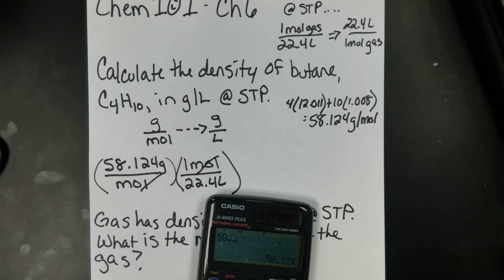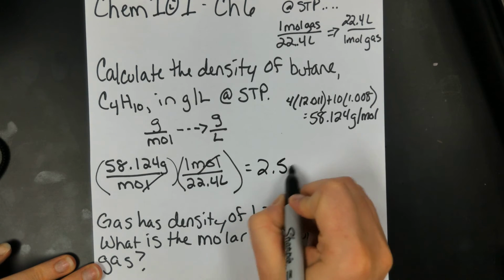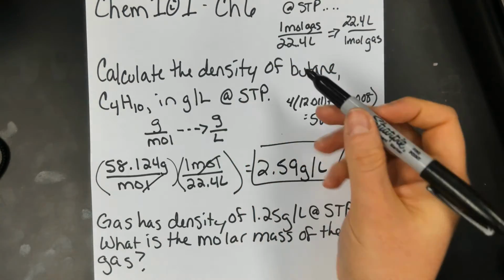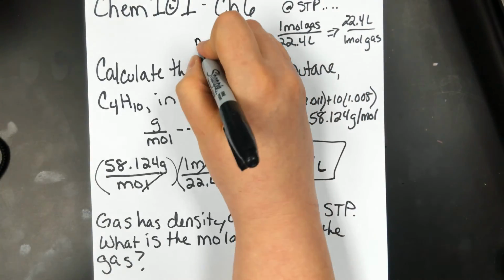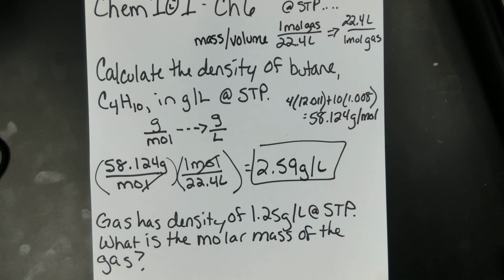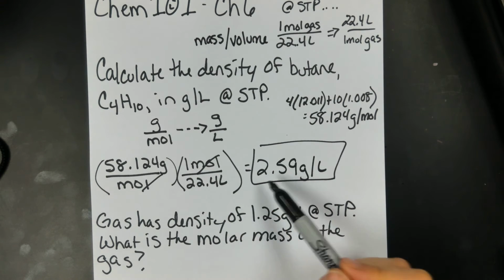So 58.124 divided by 22.4 liters. That's going to give us 2.59 grams per liter. That's the density. Remember, density is mass per volume, right? I can do any kind of mass that I choose to, grams, kilograms, whatever. And volume, I can do any volume. I could do milliliters, I could do liters. So in this case, it does ask for grams per liter, which is why I use that calculation. So that's how we do that.